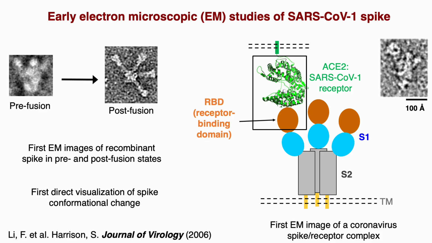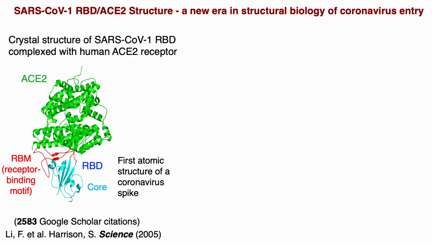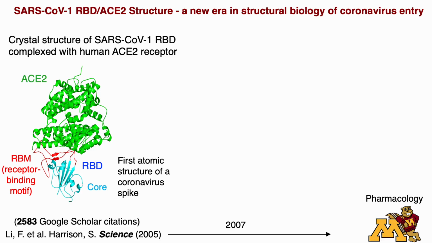I then determined the crystal structure of SARS-CoV-1 RBD complexed with human ACE2. This was the first atomic structure of a coronavirus spike protein. It opened a new era in structural biology of coronavirus entry. The RBD contains 2 subdomains, a core structure and a receptor binding motif, or RBM. The RBM mediates viral interactions with the ACE2 receptor.